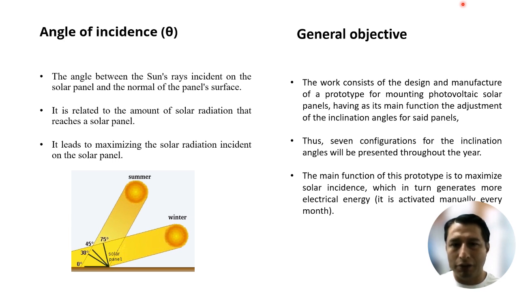Therefore, our objective is to design and manufacture a prototype to mount photovoltaic panels and adjust the inclination angles for different periods. We propose that there should be 7 of these changes throughout the year, and the primary function is to maximize the incident solar radiation. To generate more electrical energy, this change in the inclination angle must be activated manually.